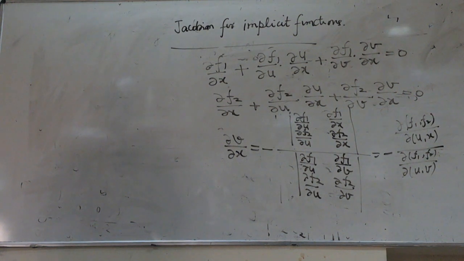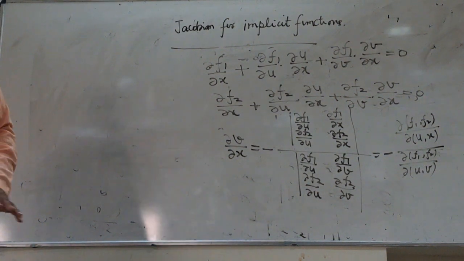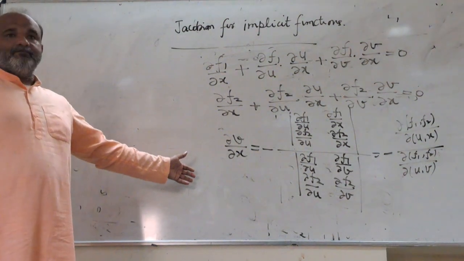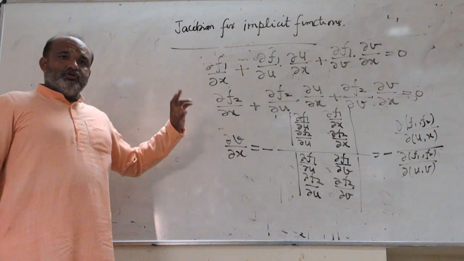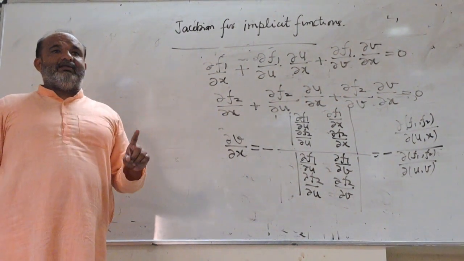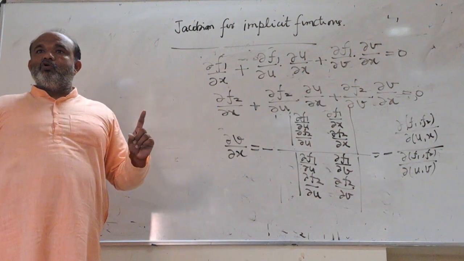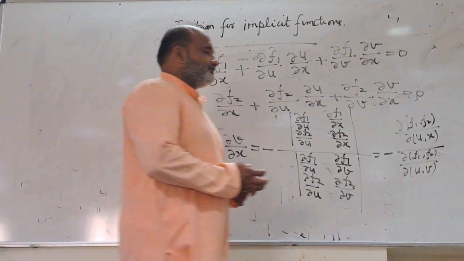Is it okay? Similarly, I can find out the expressions for del u over del y and del v over del y. So all four partial derivatives can be found in this way. Is it okay? So let us go for del u over del y and del v over del y with equation number 2 and equation number 4.